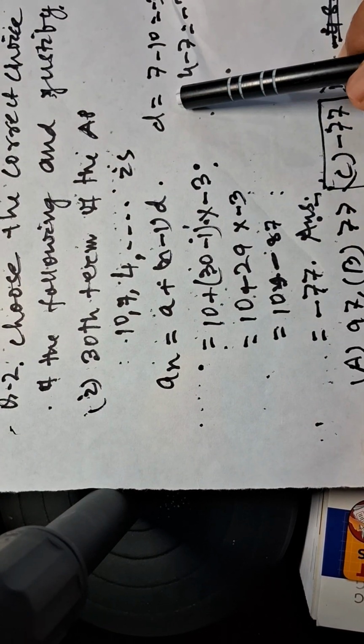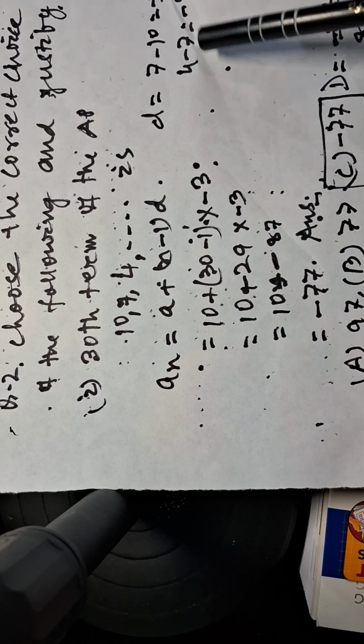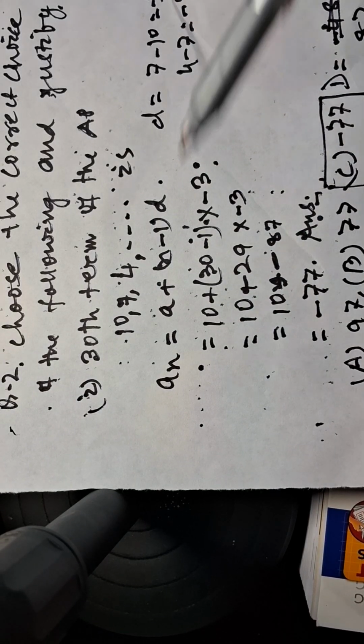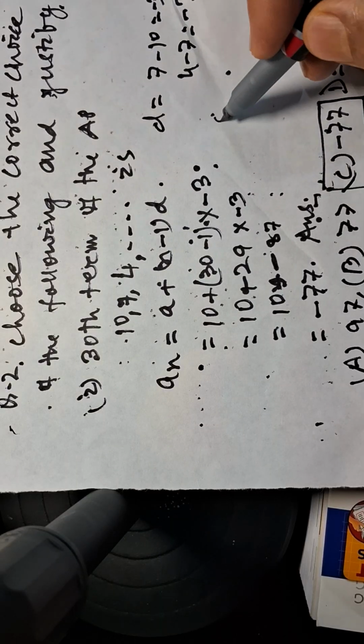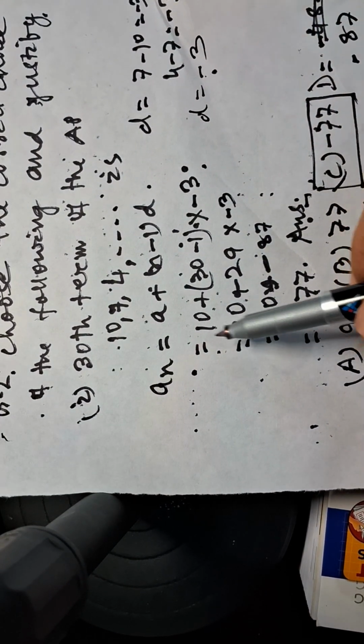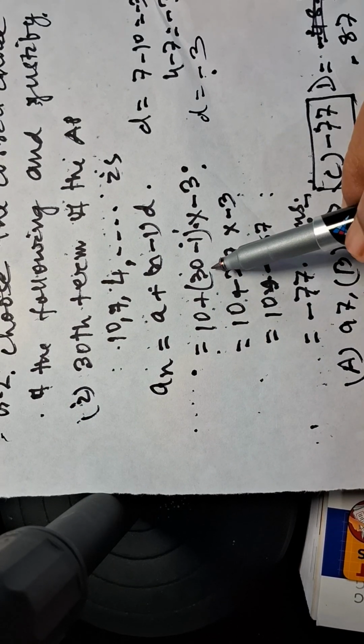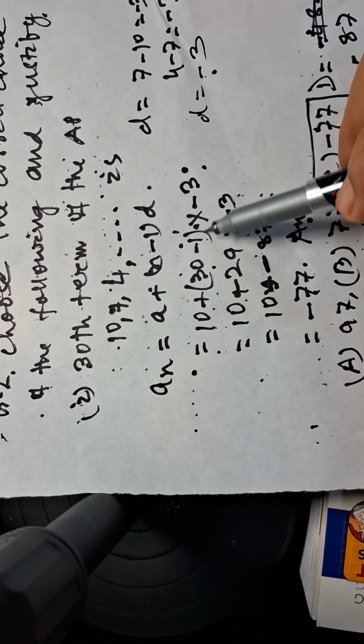d is equal to how much? 7 minus 10 is equal to minus 3. 4 minus 7 is minus 3. So we have found d will be minus 3. Now putting this value, a is equal to 10 plus (38th term minus 1) into minus 3.